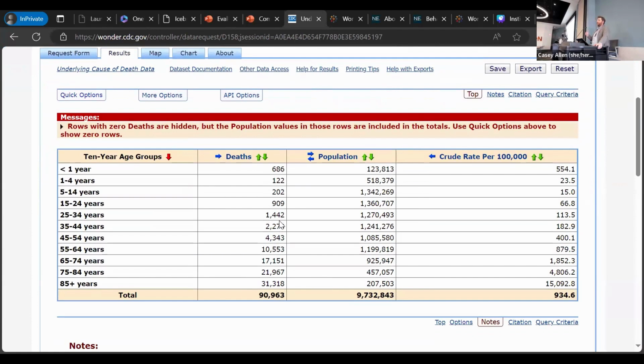So you can see here that the mortality is highest among those who are very young, so less than 1 year old, and those who are getting increasingly older, those who are 55 and above, 85 plus, our crude mortality rate is really high at about 15,000 per 100,000 people.